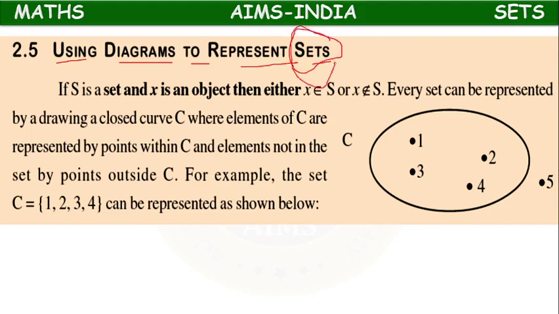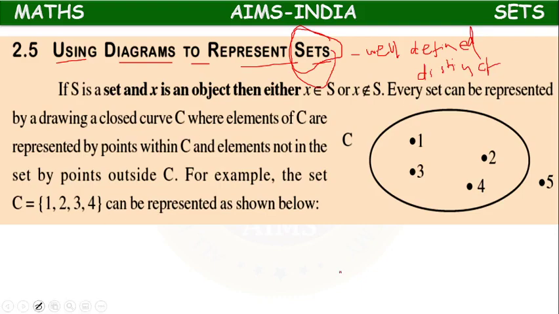A set is a collection of well-defined objects. And one more thing about well-defined: all the objects should be distinct, different.